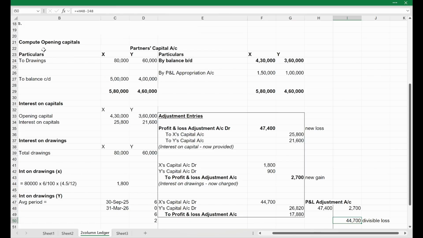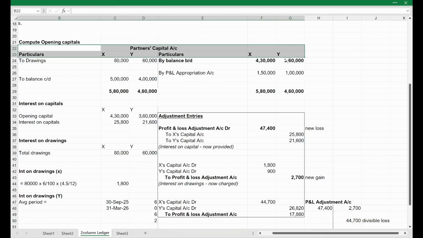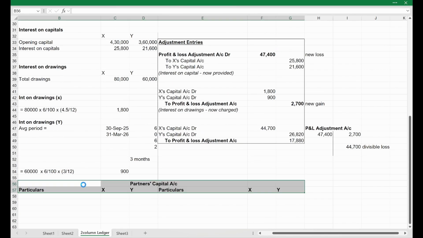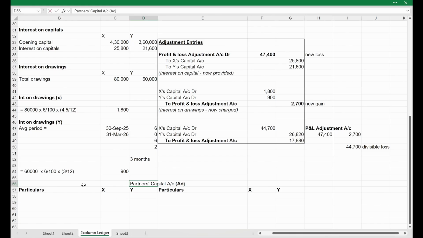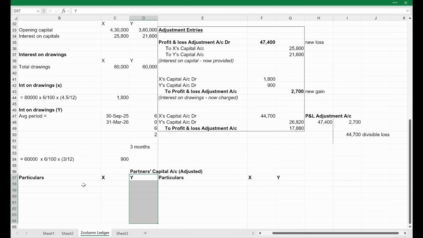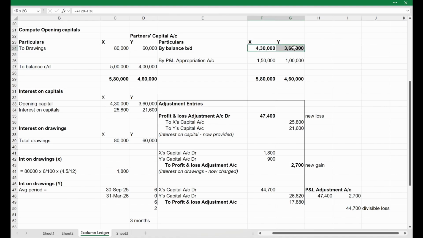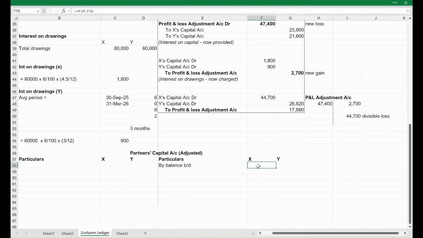Now let us prepare the final partners' capital, the adjusted partners' capital. After all the rectification, how is this capital account going to look? So the opening balance of the capital account is not going to change. This is going to be constant: 4,30,000 and 3,60,000. There is no change in this opening capital, but we have to start with the first profit and loss adjustment account.